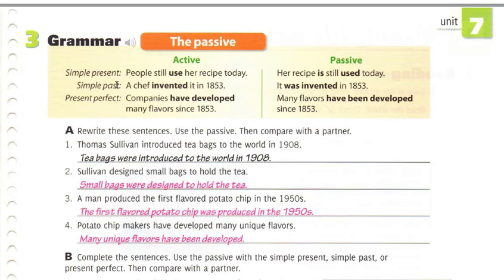Simple past, active: He invented it in 1853. Passive: It was invented in 1853. So in passive, we have an auxiliary word, was, because it's singular. If it were plural, we would use the word were.